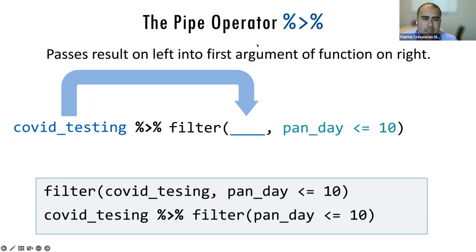And so the general idea behind this operator is that it takes the thing on the left side of the pipe and puts that into the first argument of the function on the right side. In this example, we are referring to the filter function. We have our COVID testing data set and we have some logical condition here. As opposed to putting COVID testing into the filter function, we can put that in front of the filter function and pipe that into the filter function as shown here. So this is the original way to call the function. This is another way to call this function. And you'll see the value of this shortly, but these two function calls are equivalent. COVID testing is being piped into the first argument here.